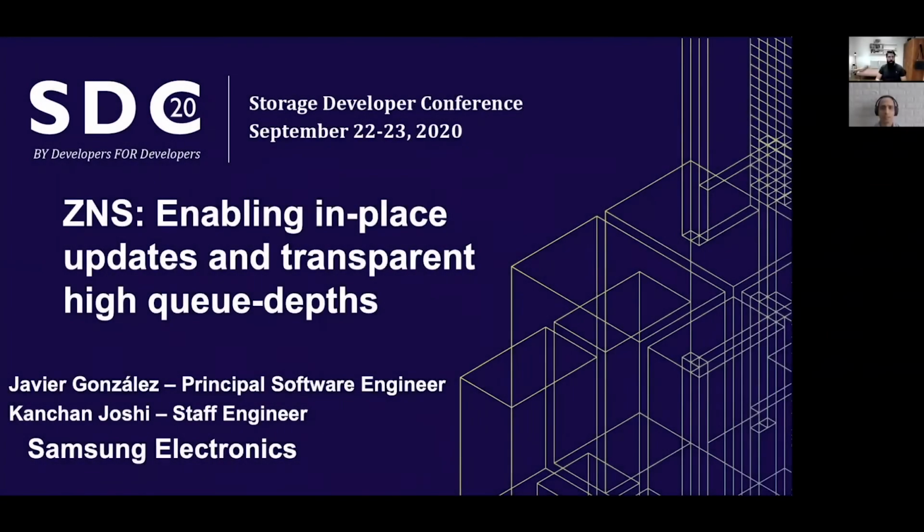Hi, everybody, and welcome. In this session, we're going to be talking about some of the use cases of zoned namespaces. In particular, we're going to cover some of the new features that are cut into the NVMe standard for in-place updates and transfer high queue depths.